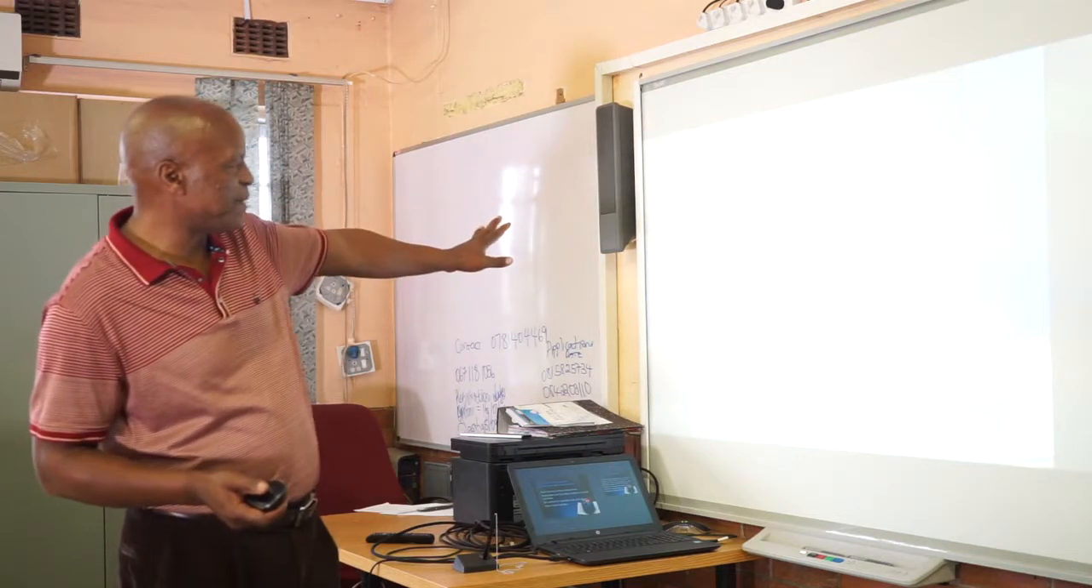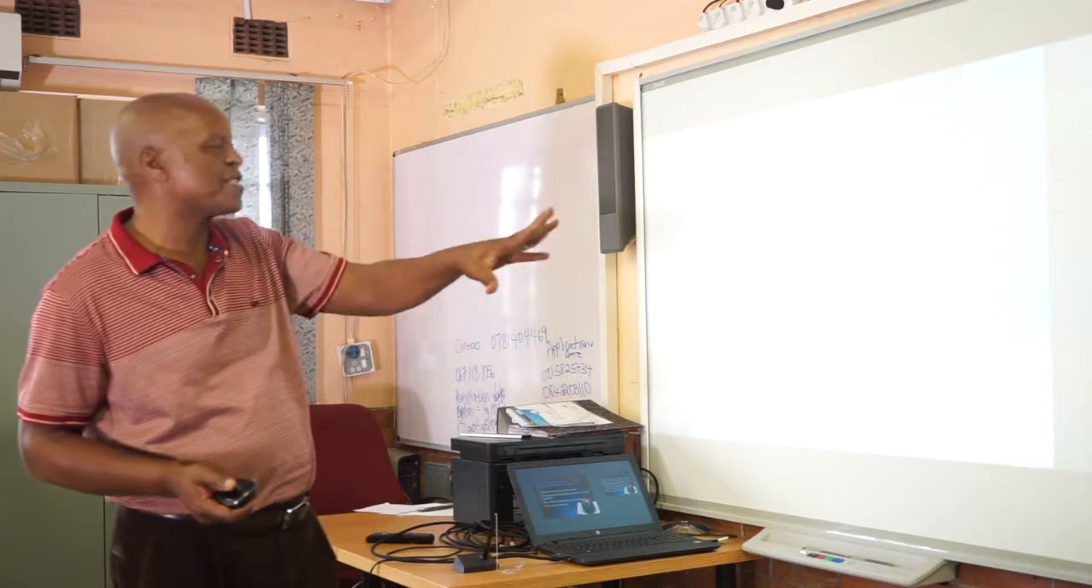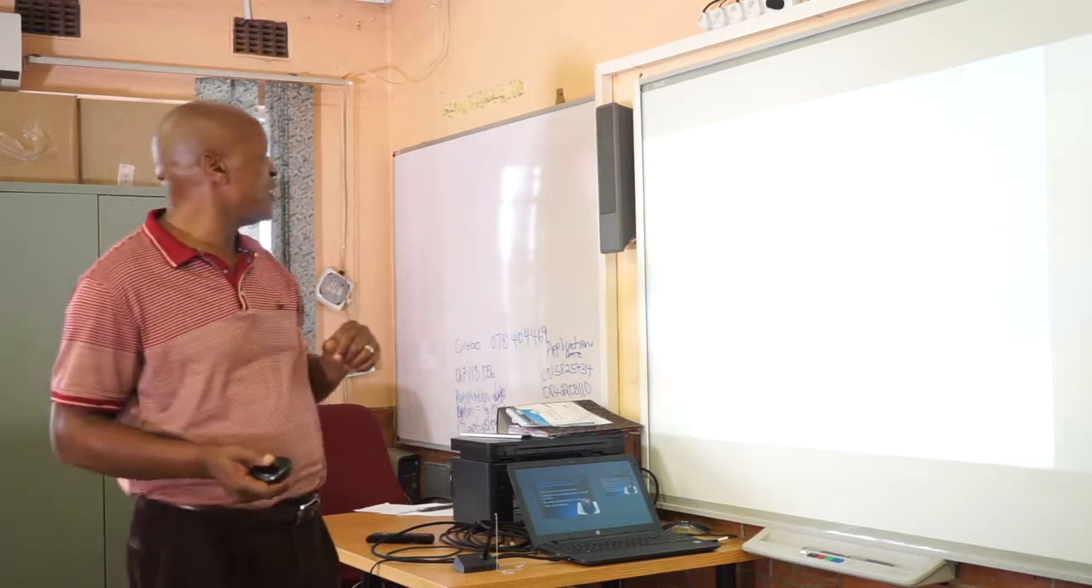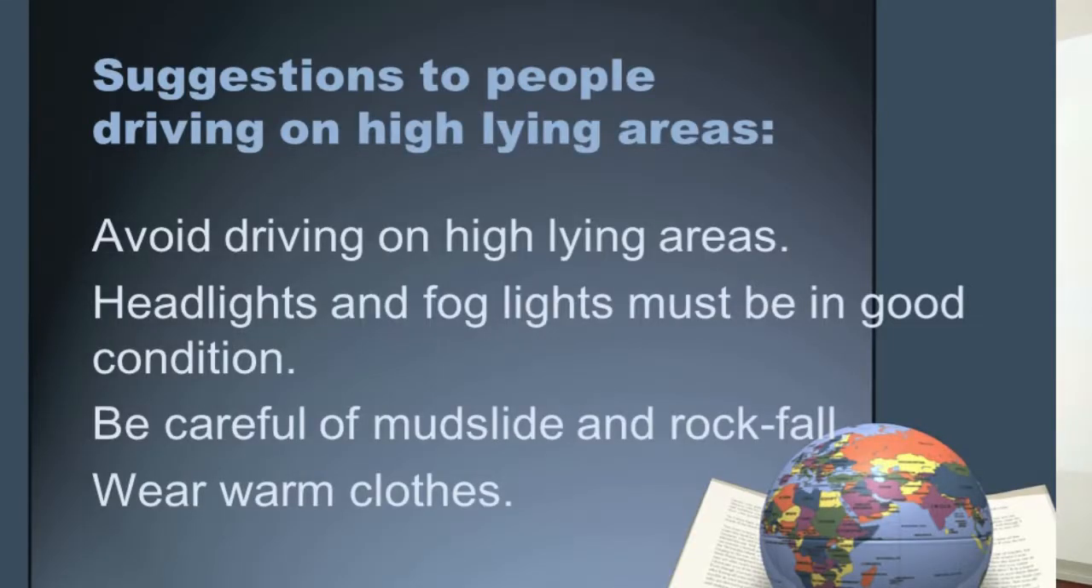From that poor visibility, their headlights must be working, fog lights must be in good condition. Or we can say to them, they must avoid driving on high-lying areas. They must use their headlights and fog lights, which must be in good condition. They must be careful of mudslide.